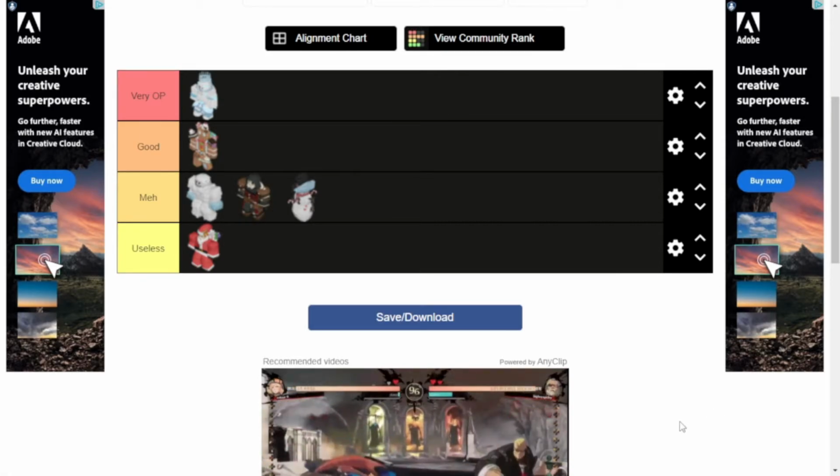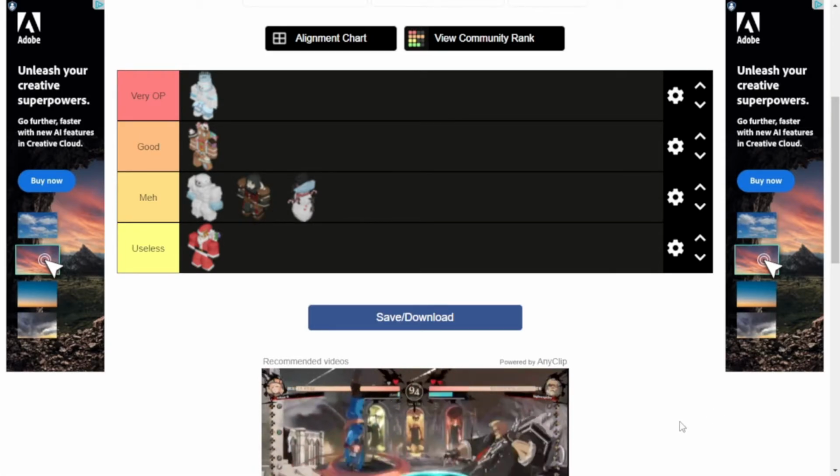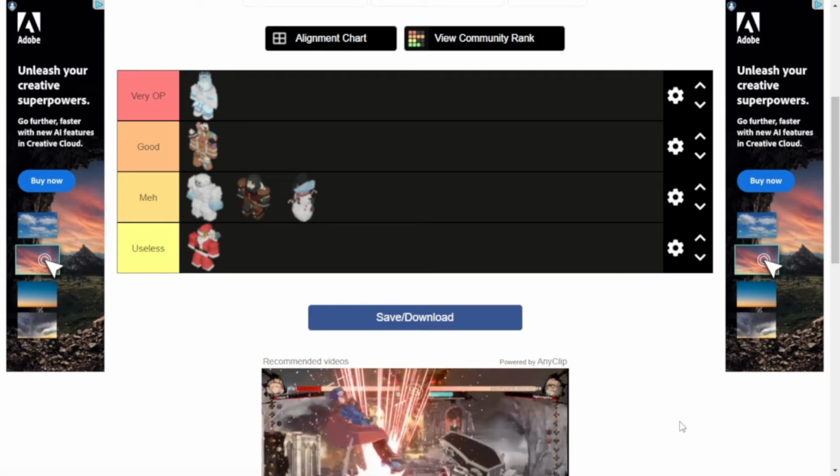So this is my Season 3 tier list. Let me know down in the comments below if you agree with this.